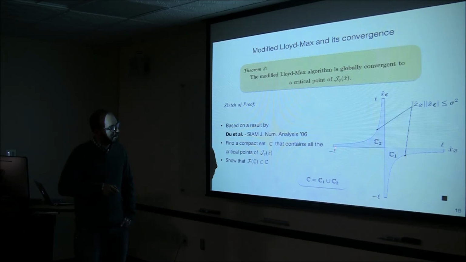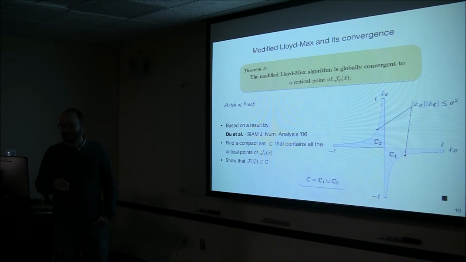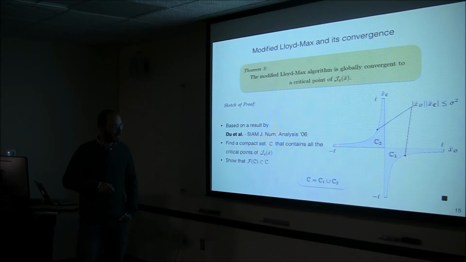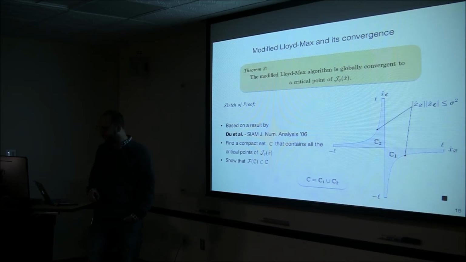And this constant L here is a very large but finite number, okay? So the union of these two shaded regions here is the set we're looking for. And globally convergent means that no matter where I start in this region, I will always converge to a critical point of the cost.